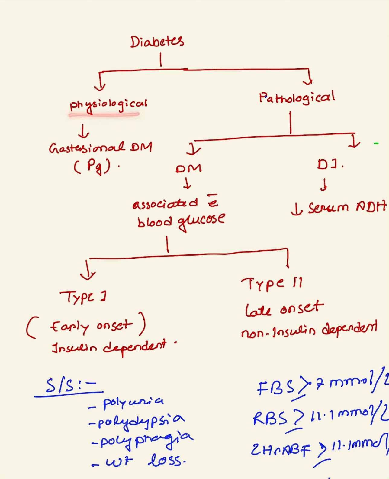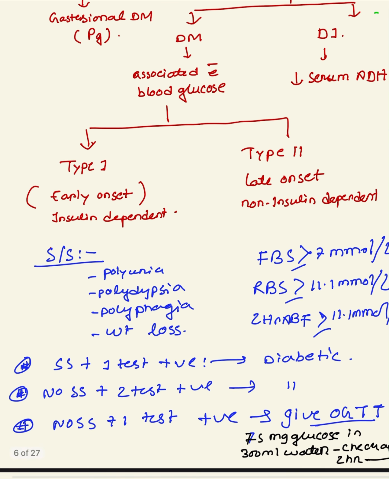physiological and pathological. The physiological diabetes mellitus usually occurs during pregnancy, that we call gestational diabetes mellitus, and pathological is associated with blood glucose level, and another is diabetes insipidus, that is related with decreased serum antidiuretic hormone. So diabetes mellitus associated with blood glucose is two types again.